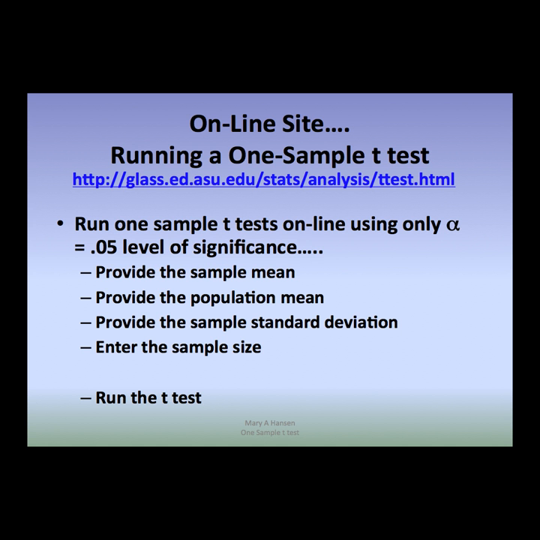This slide provides a link to running a one-sample t-test online. You can run this one-sample t-test only at an alpha of 0.05. The program does not allow you to alter the alpha. You have to provide the sample mean, the population mean, the sample standard deviation, and the sample size. When you run the t-test, you will get a conclusion of the test based on the alpha equals 0.05 level of significance.